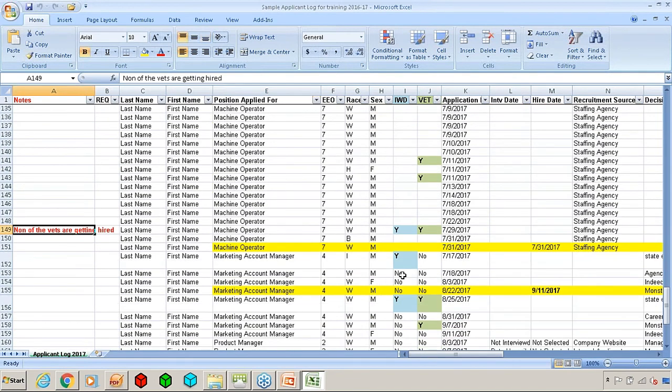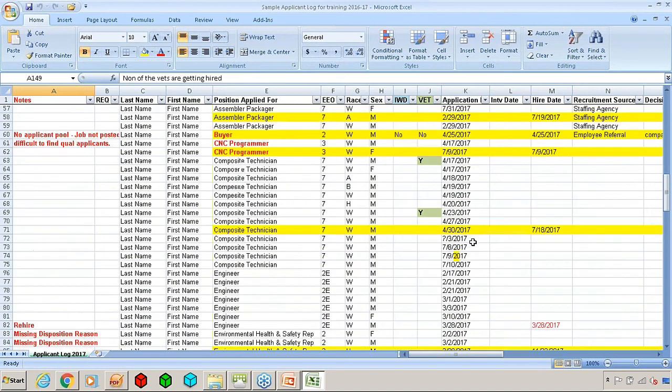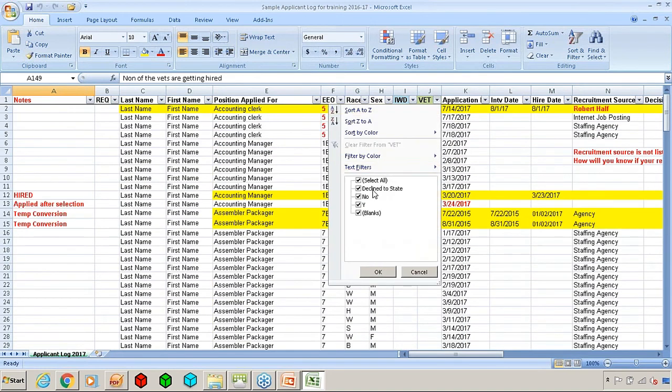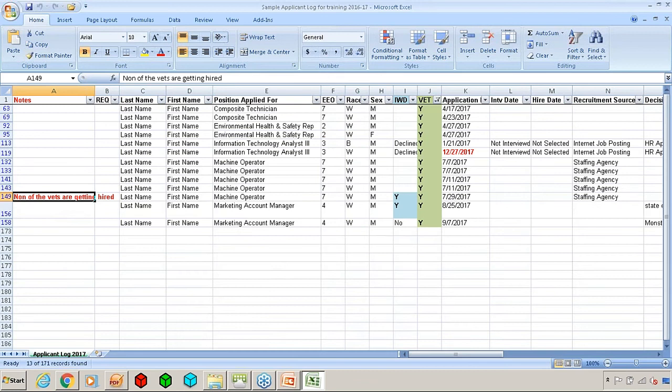So in this one, I noticed that the vets are not getting hired. So we come up here, and we're going to take a look at who applied that were veterans. This declined to state, so this company did put in that additional checkbox that says I declined to self-ID, and that worked for them. But we want to take a look at who were the vets that applied. None of these people were hired.